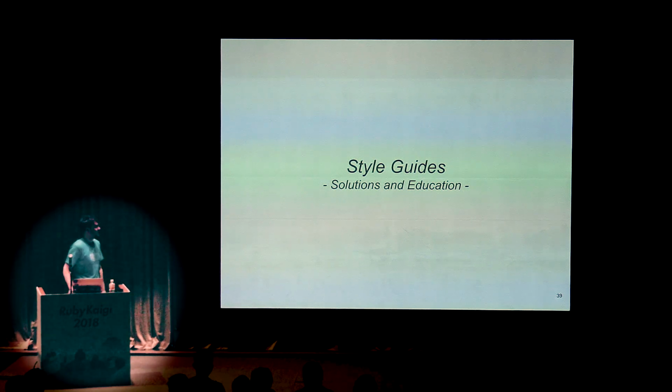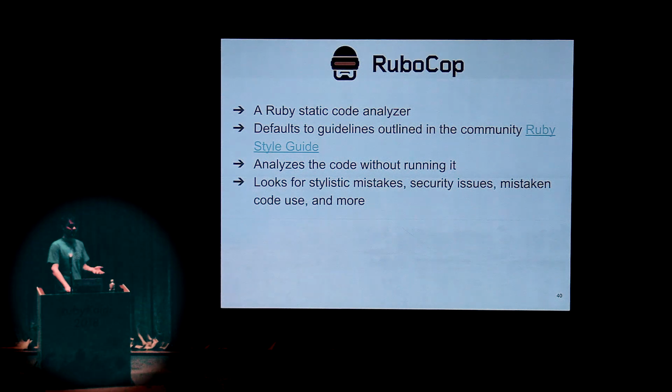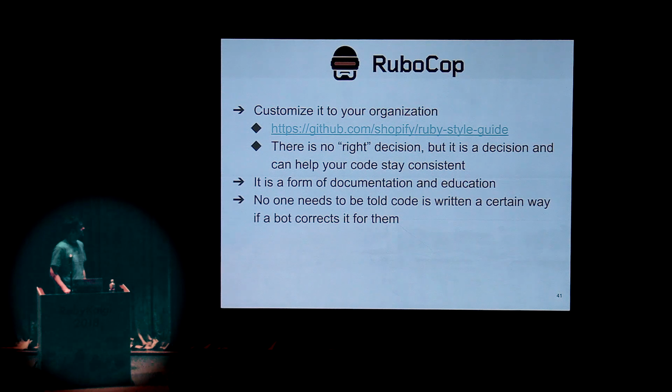Another good example is style guides. And we've probably heard about this a few times during this conference, Rubocop. Rubocop is a static code analyzer, and it defaults to using the community Ruby style guide. It analyzes the code without running it, meaning it's pretty fast. And it looks for stylistic mistakes, security mistakes, mistaken code use, and other examples. It's a pretty good application. You can even customize it to your organization like we have.